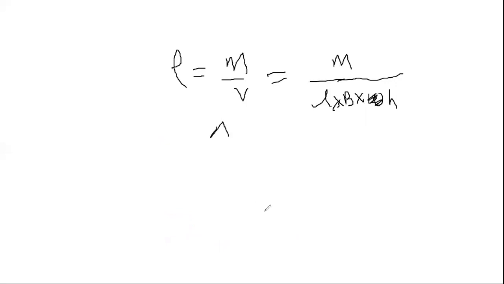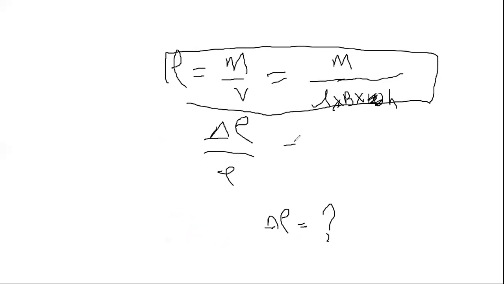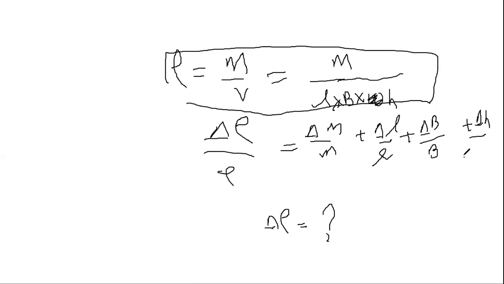So you are looking for what? Changes of rho. You're looking for changes of rho. So what is the uncertainty formula? Changes of rho over rho by using this formula: changes of M over M plus changes of L over L plus changes of B over B plus changes of H over H. Okay, this is the formula you should get, right?